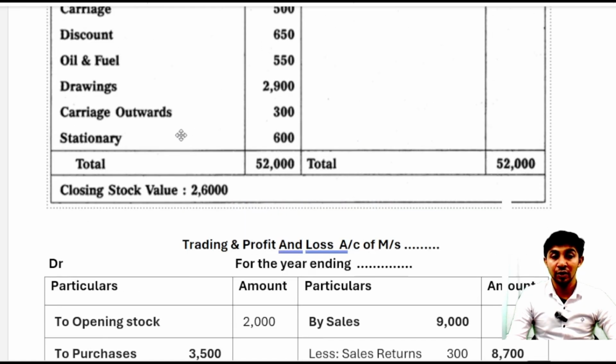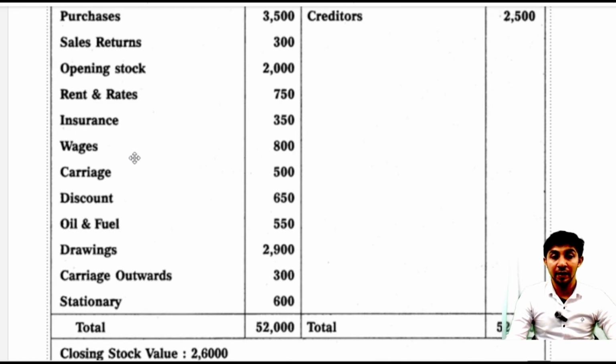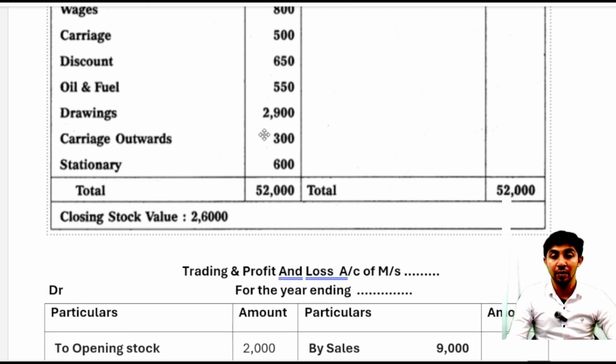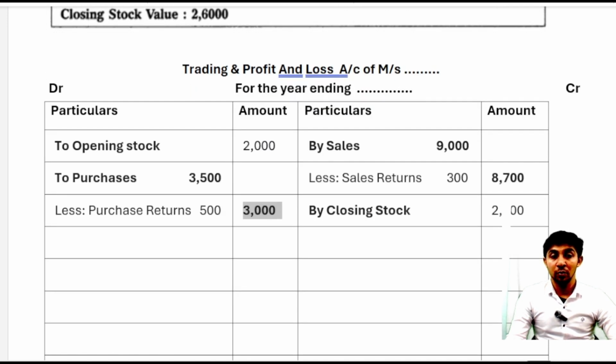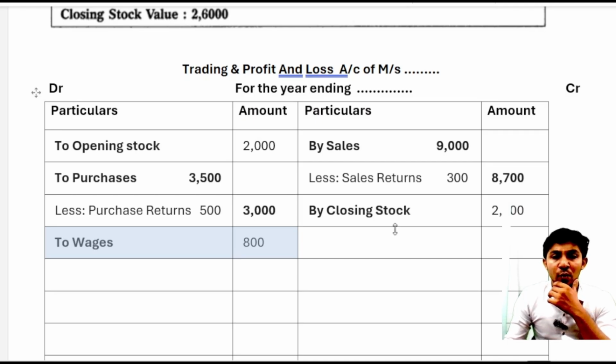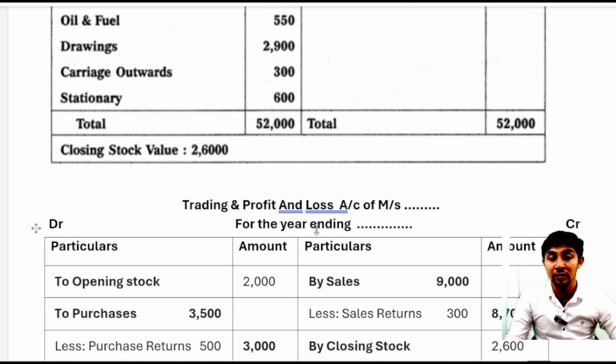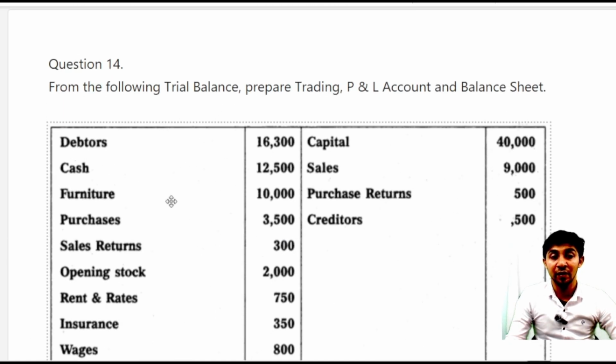Let us move towards the third permanent item, that is wages, and it is here. The amount is 800. We'll move towards the debit side and write wages 800. And after that, we only need to consider all the debit items, all the trading expenses. So where will we get these trading expenses? On the debit side of the trial balance.